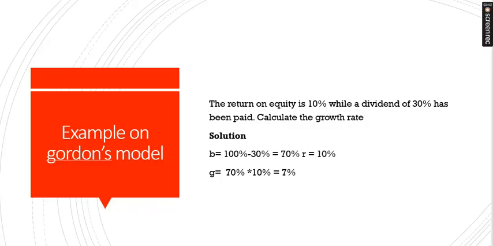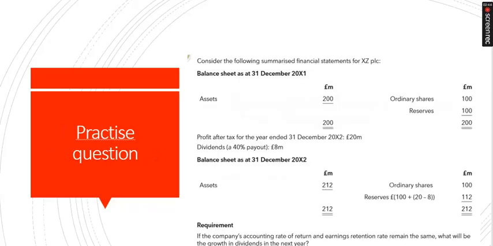Let's look at a more detailed example, where we calculate on our own. Consider the following summarized financial statements for XP PLC. We have total assets of 200. We have equity, total equity is 200 as well. Profit after tax for the year ended 31 December 2022 is 20 million. Dividends, a payout of 40%, which was 8 million.